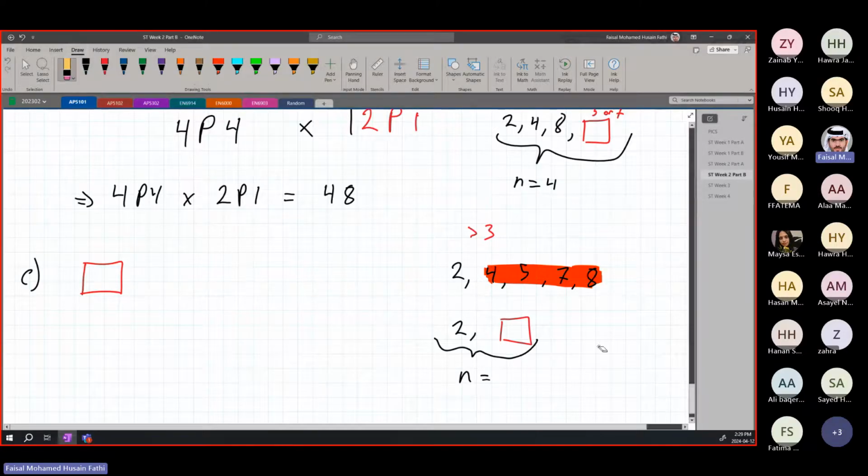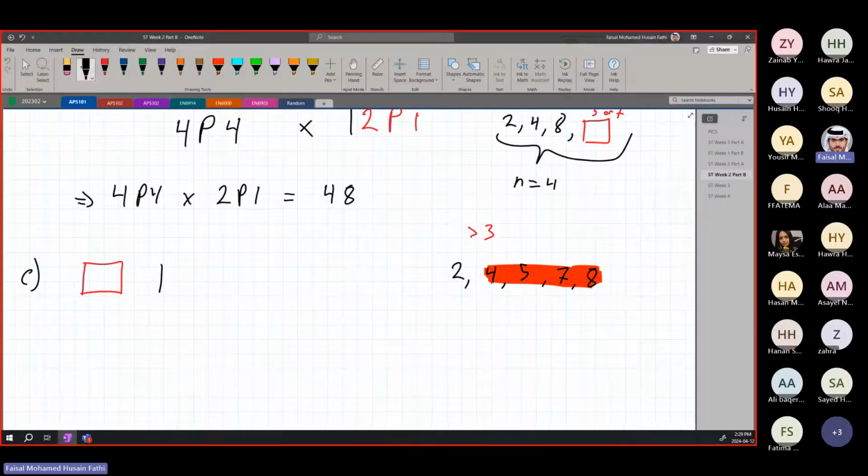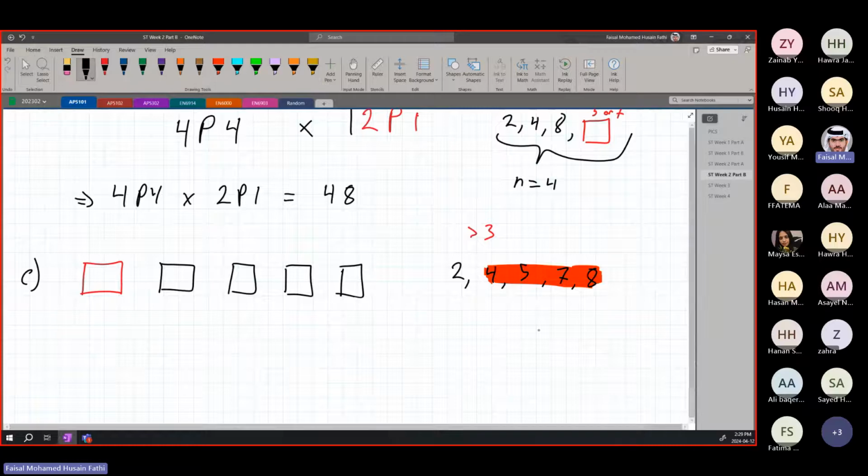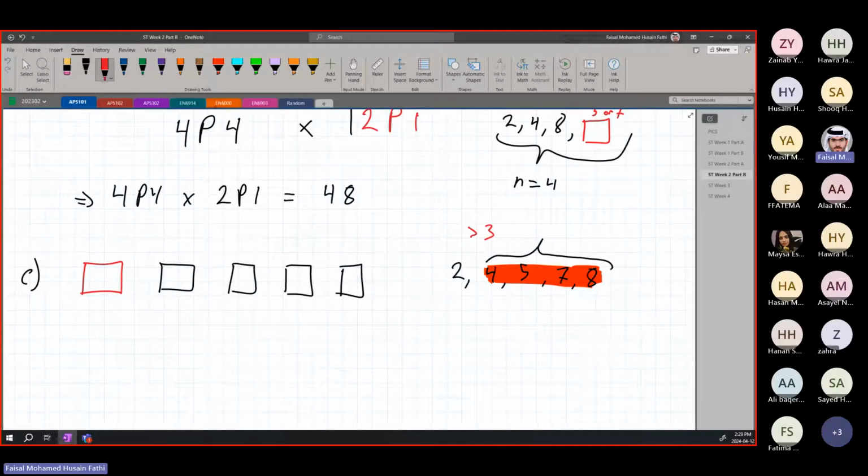Actually, wait, one minute. Before I do this, let's look at just the red box, because we're starting with the red box, and then the remaining boxes are black. Let's start with just the red box so we can go step by step. For this red selection, n is equal to 4, the number of choices we have. And what is our R? We have only one box to choose from, so R is equal to 1. So for the first box, it's going to be 4P1, because 4 is n, order matters, and 1 is how many boxes we have available.